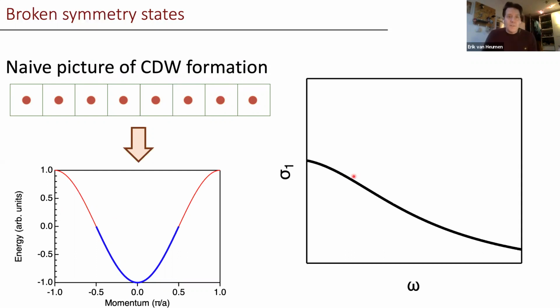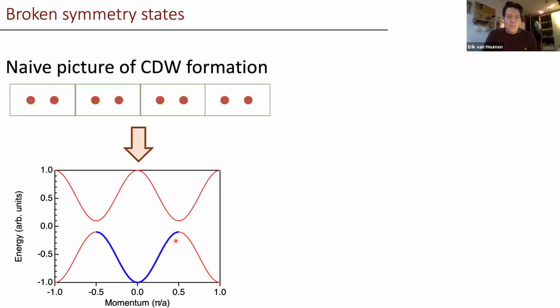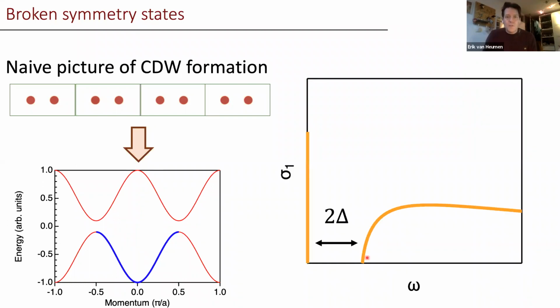Now, if we dimerize this system, we open a gap at the Fermi level, and instead what we get is optical excitations which are gapped, and the gap in energy is 2 delta. But in addition, we get Goldstone modes because we've spontaneously broken translations. We get a Goldstone mode, and this is a zero energy delta function response in the optical conductivity.